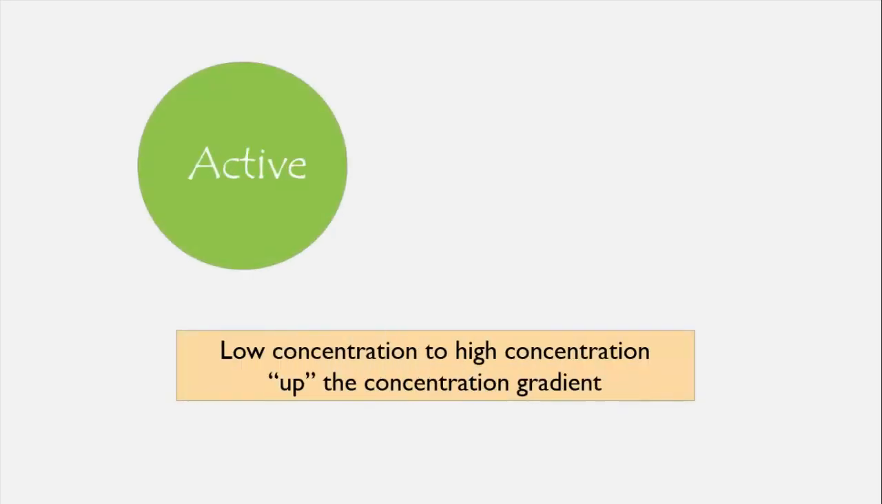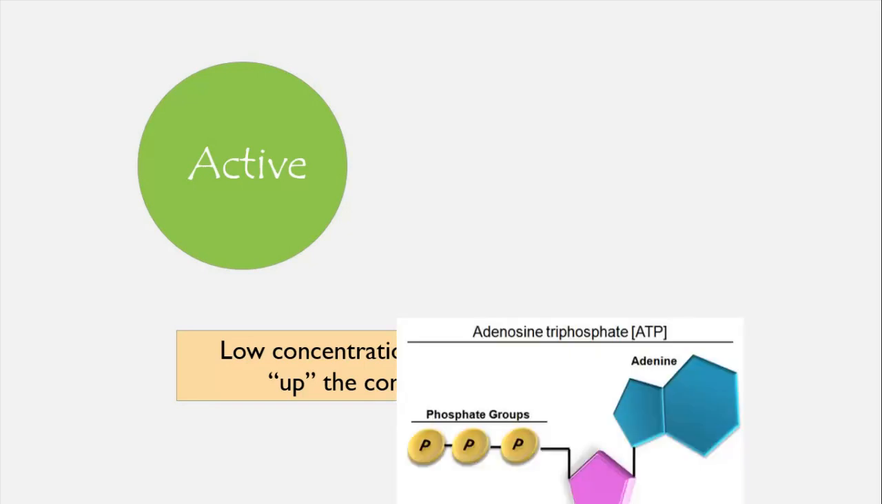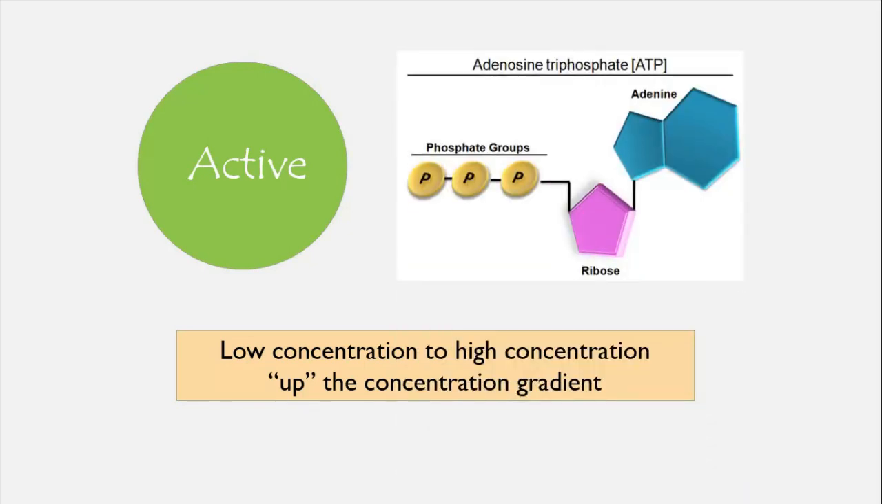Active transport also moves from an area of low concentration to an area of high concentration, or up the concentration gradient. This is the opposite of passive transport, and because it's more difficult, it needs the energy molecule called ATP, which stands for adenosine triphosphate, because there's an adenosine molecule and 3 phosphate molecules.